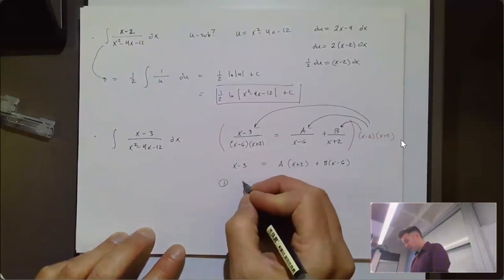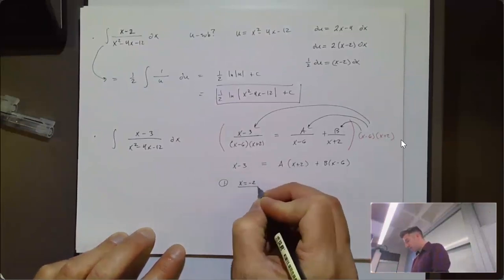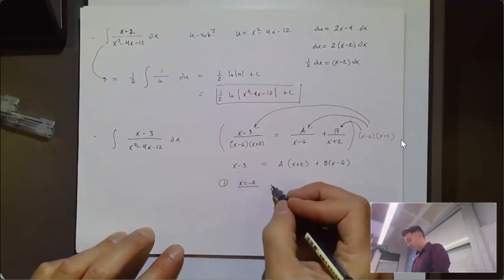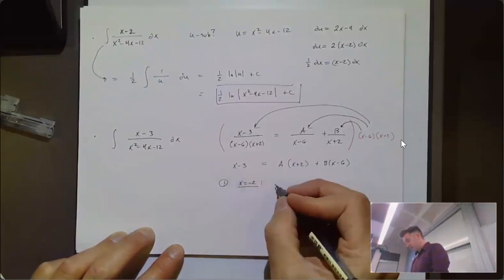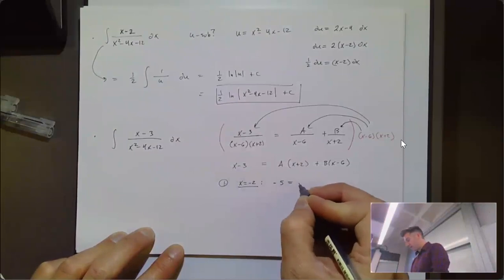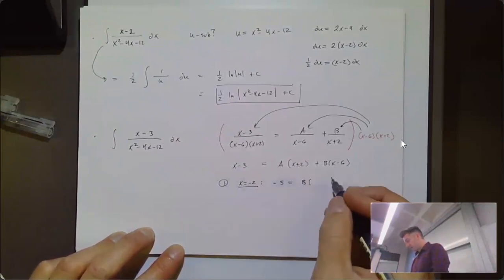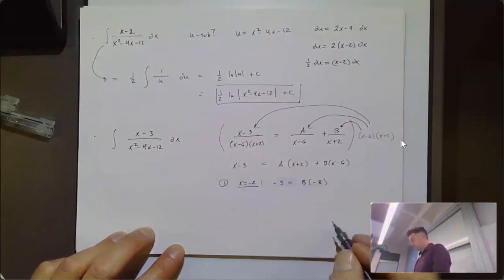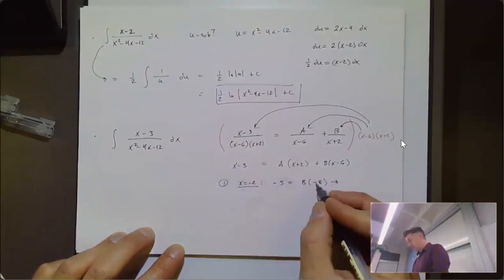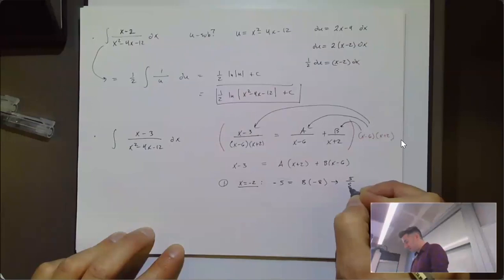So I'm going to pick x equal to -2. If I plug in x equal to -2, I'm going to get -2 minus 3 on the left equal to A times 0 plus B times (-2 minus 6), which is -8. Solving for B, I'm going to get -5 over -8, so B is going to equal 5/8.